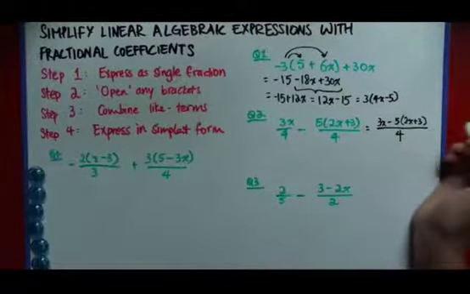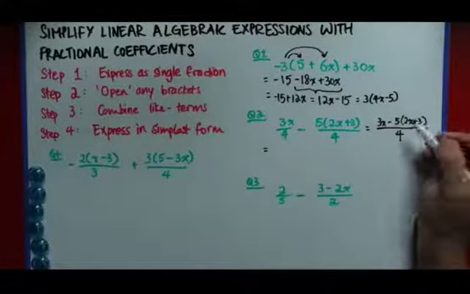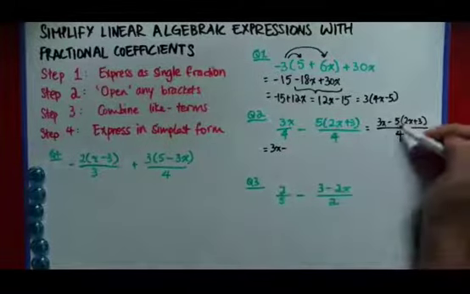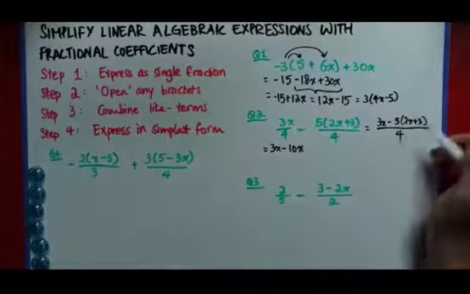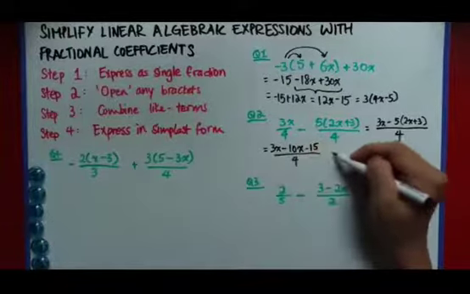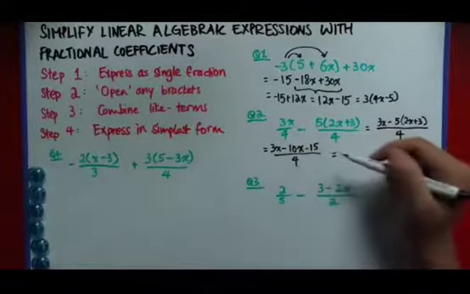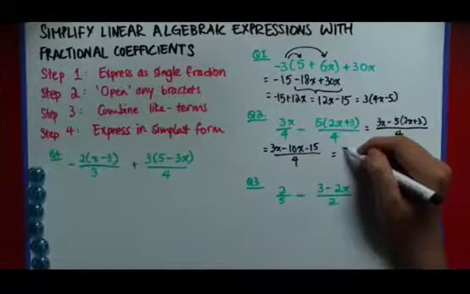Now the next step I want to do is to open up brackets. I'll write it here, so as to save space. So I'm going to open up this bracket. Minus 5 times 2x is minus 10x. Minus 5 times 3 is minus 15 over 4. So again, I just have to combine like terms. So 3 minus 10 is negative 7.